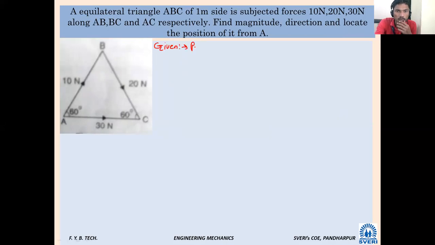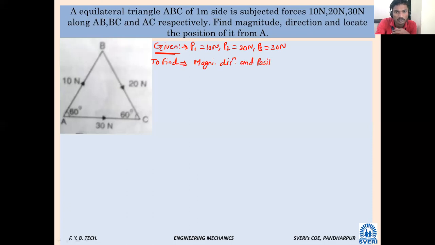Given: force P1, which we have assumed, is 10 Newton. P2 is 20 Newton. P3 is 30 Newton. And what we are supposed to find? Magnitude, direction, and position.